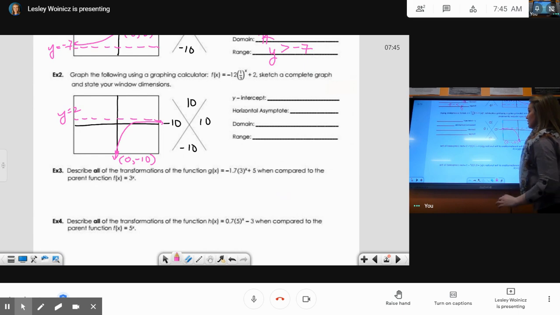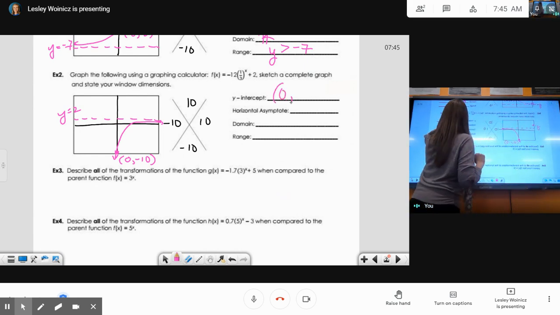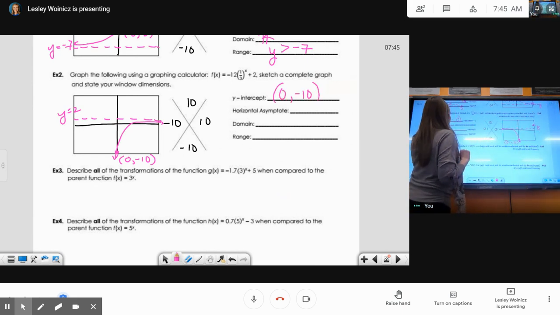Okay. So my y-intercept was 0, negative 10. My horizontal asymptote was the line y equals 2. My domain is all real numbers, and my range is y values that are less than 2, because it's under 2.